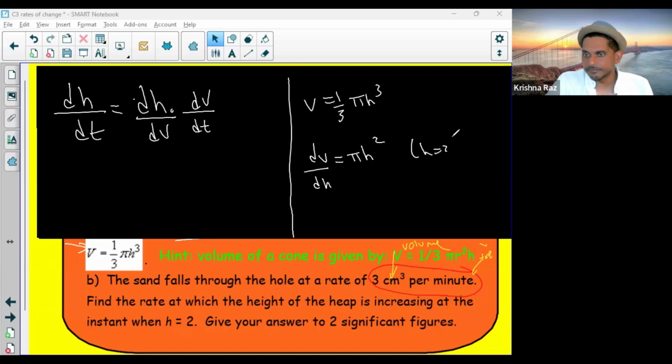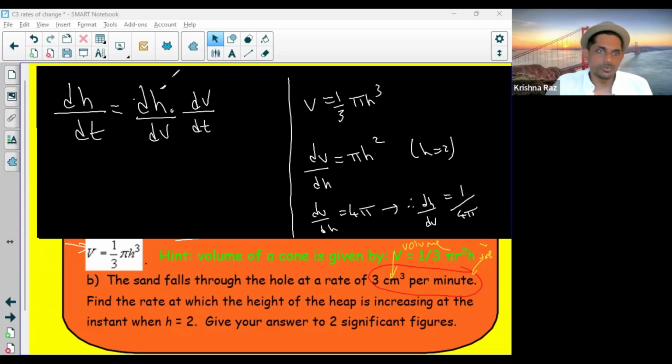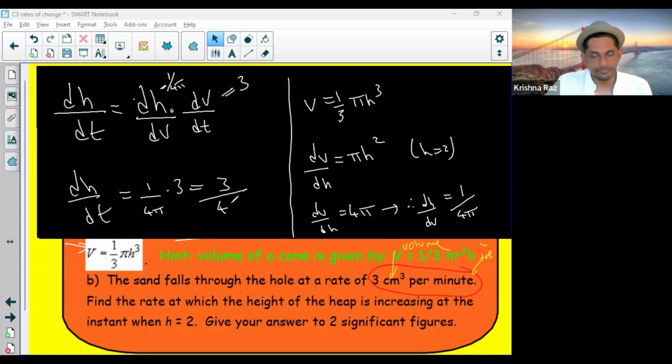We know h is 2, so that gives us the 4 pi. But we have dh by dv, so we want the reciprocal of that. We know that is 1 over 4 pi. The sound falls through at a rate of 3 centimetres cubed. That is dv by dt, so that is 3. So we can see if we went this way, we'd also get the same answer. Yeah? All right, we've got 2 more examples. Let's give them a go.